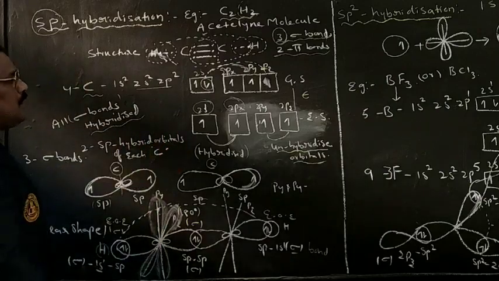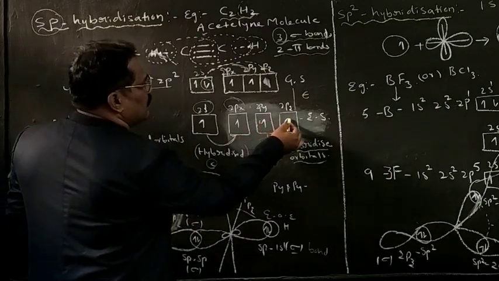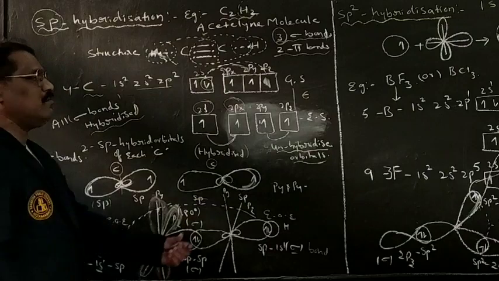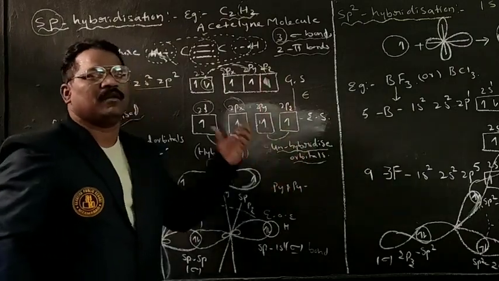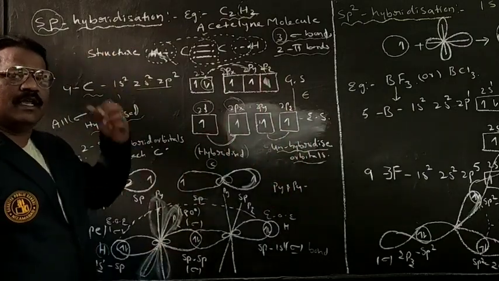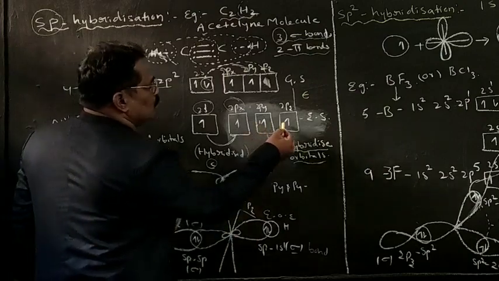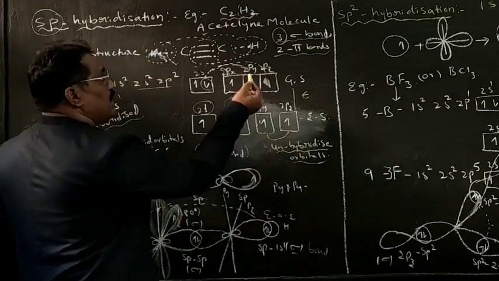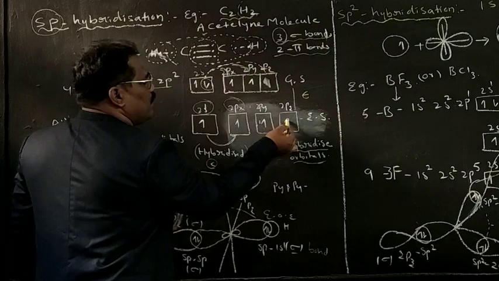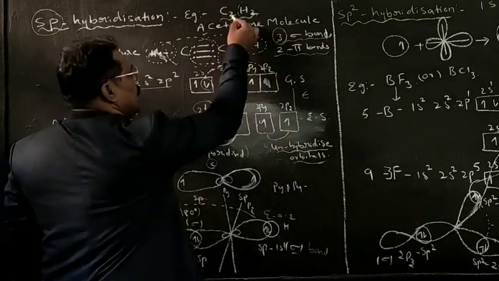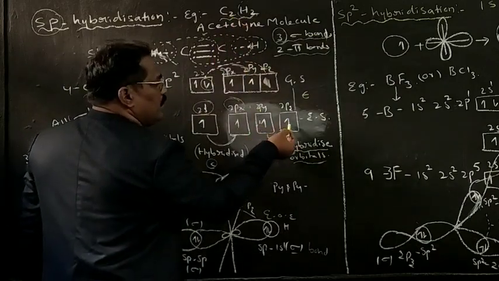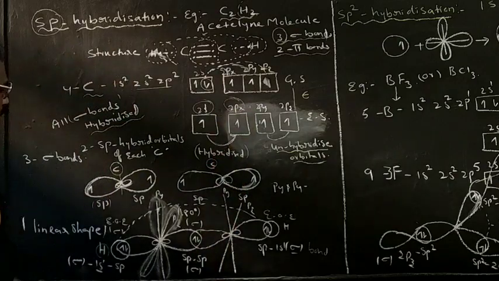Next, coming to the 2py orbital and 2pz orbital, they are unhybridized within each carbon atom. If you take one carbon atom, 2py and 2pz are unhybridized. If I take another carbon atom, 2py and 2pz orbitals are unhybridized.